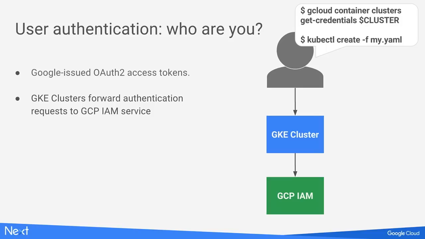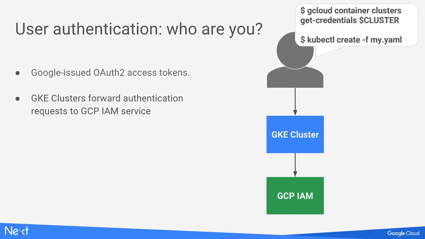So user authentication, who are you? If you are the little puppet in the upper right corner there, you want to access a GKE cluster. One way of doing that is using bearer tokens, and another way of doing that with Container Engine is that you can use Google OAuth 2 access tokens. So for example, if you run that line on the top after you've authenticated with Google using gcloud auth login, you can go get credentials for a given cluster, and that will configure your kubectl config file such that it will use those credentials when accessing your cluster.